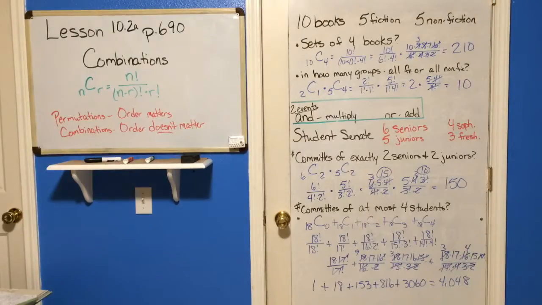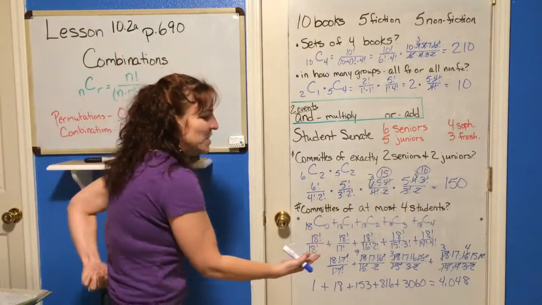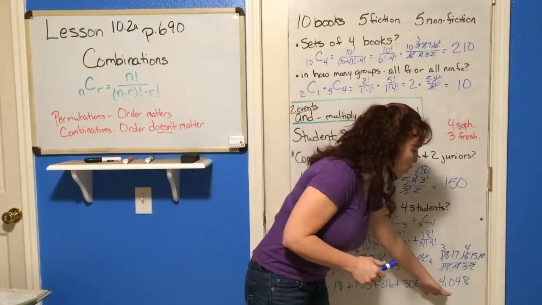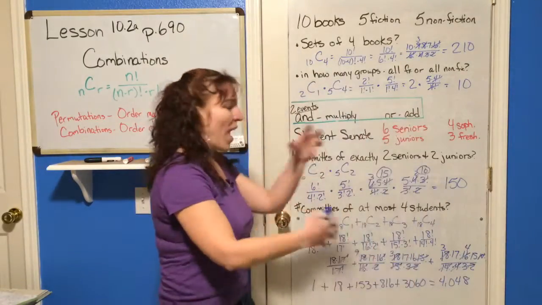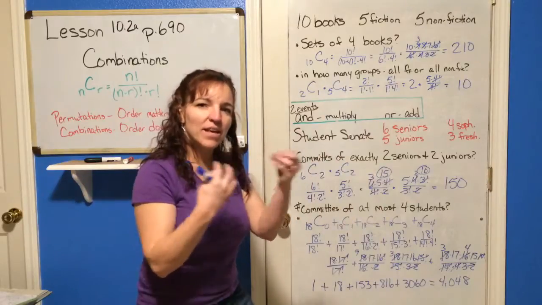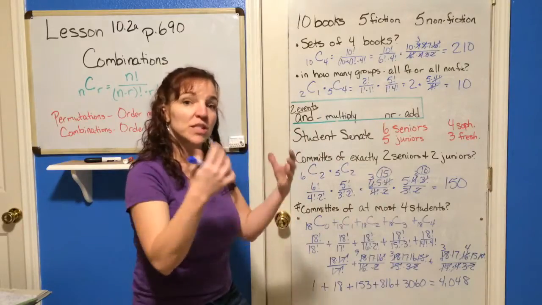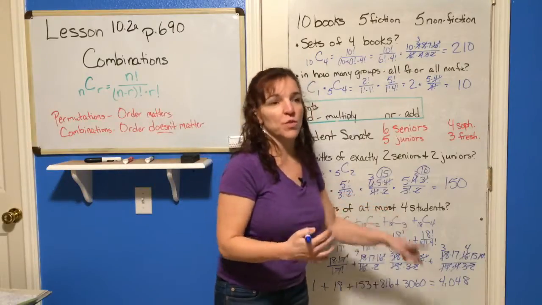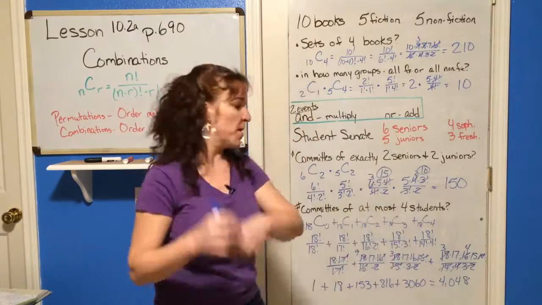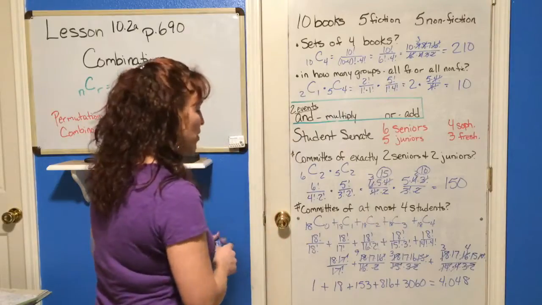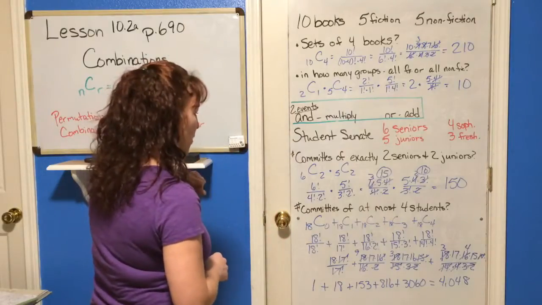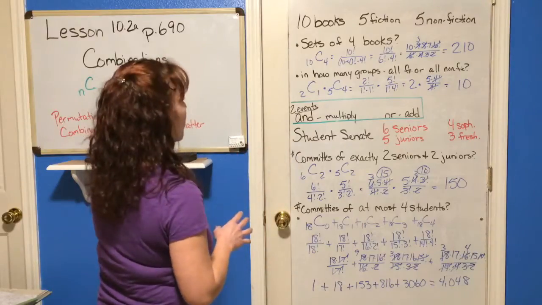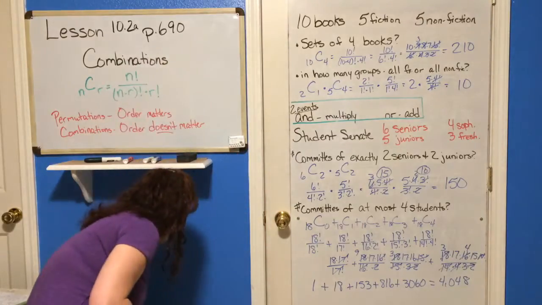I'm so glad. All right, so what that number represents is there are 4,048 different ways that we can make combinations of students to make committees where they have at most 4 students, where they either have 0 students or 1 or 2 or 3 or 4. So 4,048 is our total there.